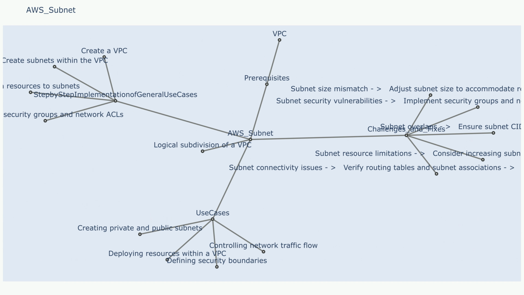Check for network ACL restrictions. Review the network ACLs associated with the subnet to ensure that they are not blocking required traffic.